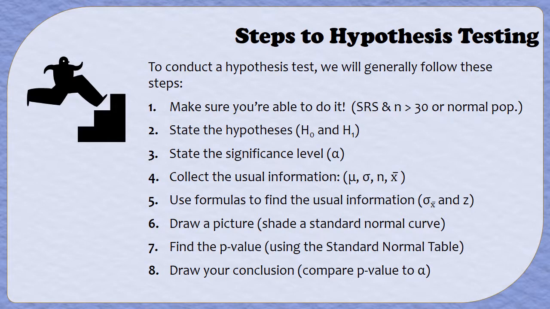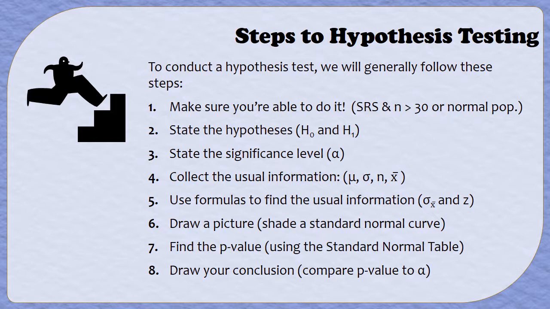All right, so these are our steps to conducting a hypothesis test. Our first step is to make sure you can do it. Since the hypothesis test is built off of the central limit theorem, we need to check the central limit theorem kinds of stuff. So we need to make sure that we have a simple random sample. We need to make sure that our sample size is more than 30, or that we know we have a normal population. So step 1 is kind of familiar to us.